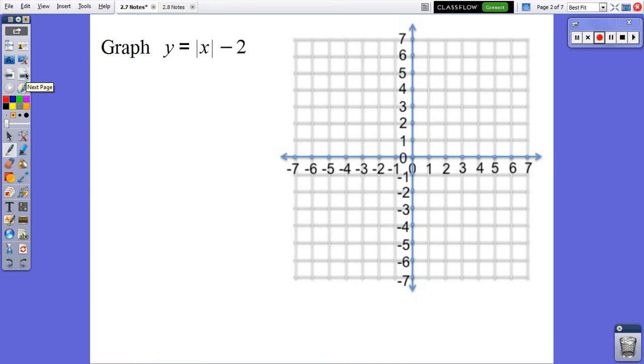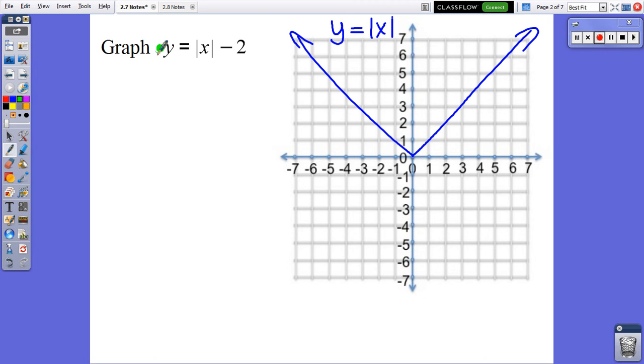If we look at the absolute value of x minus 2, this is really just going to take the absolute value of x, the one we just graphed, and take the whole thing and drop it down 2. So actually what I'm going to graph first is y equals the absolute value of x, what we just graphed in the last one. So that looks like this, and then I'll graph this with this color.